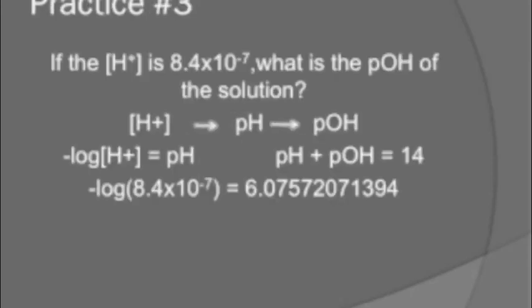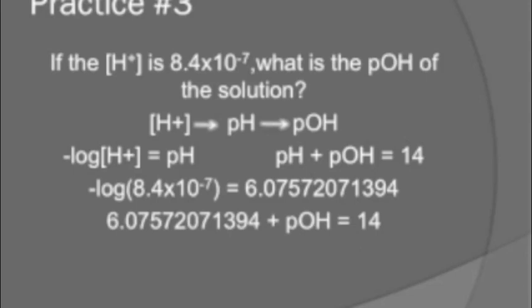Here you just plug in your variables. The hydrogen ion concentration is given at 8.4 times 10 to the negative 7, and when you plug that into the calculator, you'll get around 6.08. But you're still not done because you have to convert it to pOH, and to do this, you take 6.08 and subtract that from 14, and there's your answer.